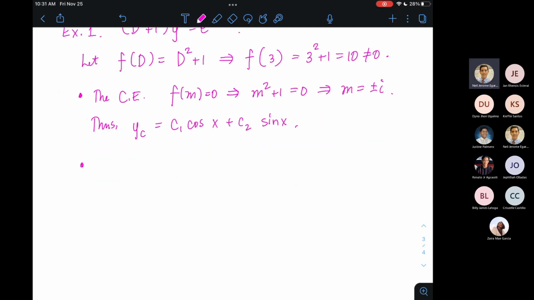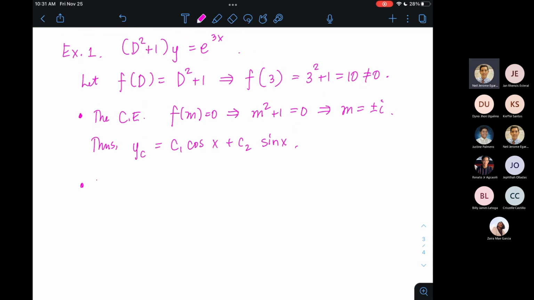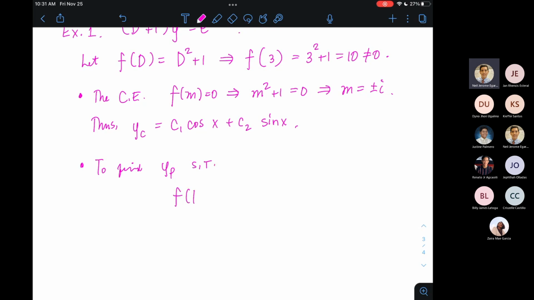Now let's find a particular solution to the non-homogeneous GLDE, right? To complete the picture. Then here we need to find, maybe I'll make it a full sentence, to find the particular solution y sub p such that f of D applied to y sub c plus y sub p should satisfy the non-homogeneous GLDE.